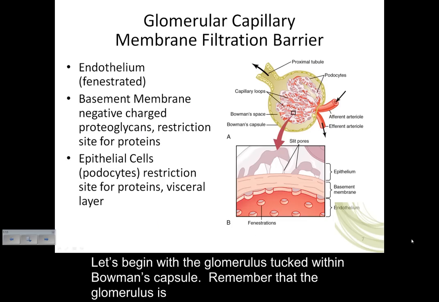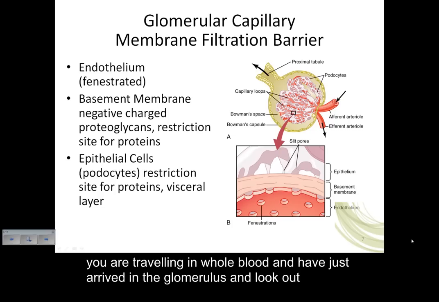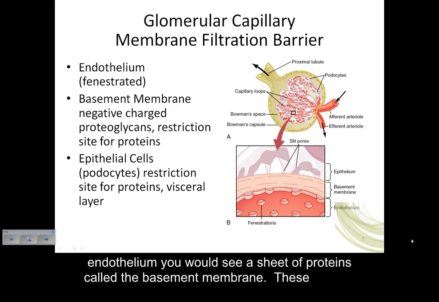Let's begin with the glomerulus tucked within Bowman's capsule. Remember that the glomerulus is a fenestrated capillary bed. This means that it is highly permeable and porous. Pretend you are traveling in whole blood and have just arrived in the glomerulus and look out through the fenestrations within the endothelial cells. On the other side of the endothelium, you would see a sheet of proteins called the basement membrane.